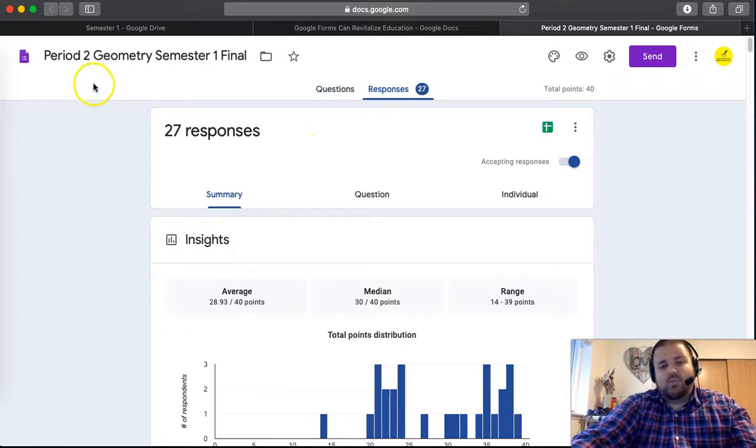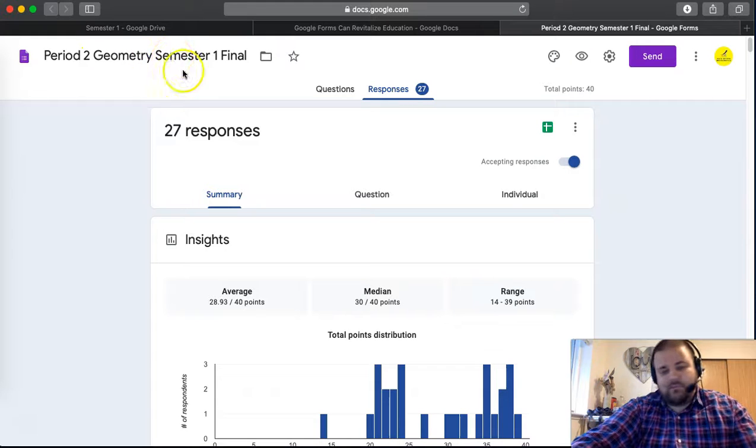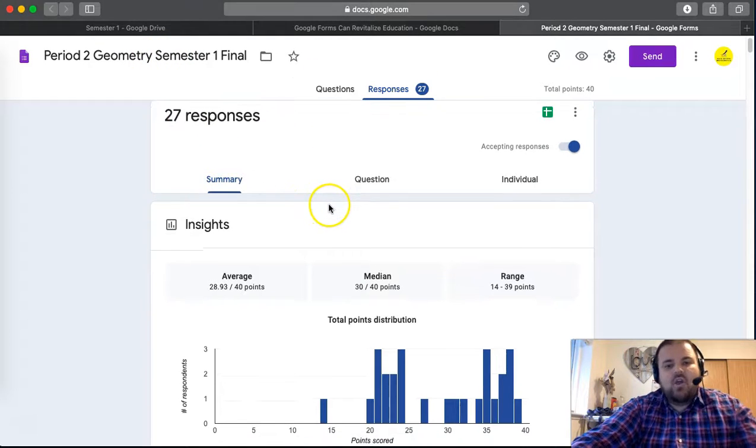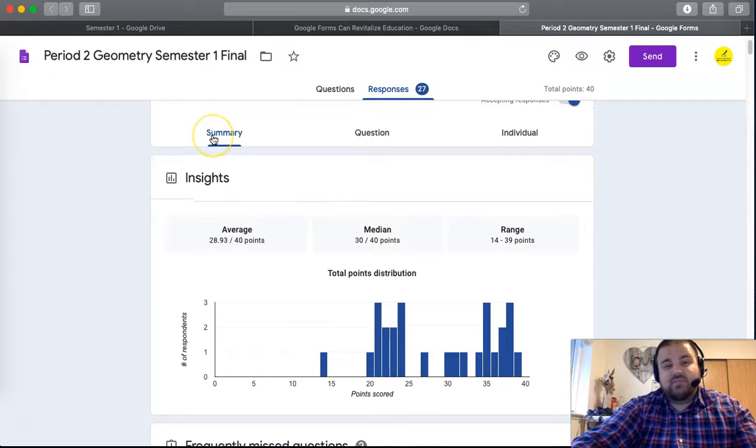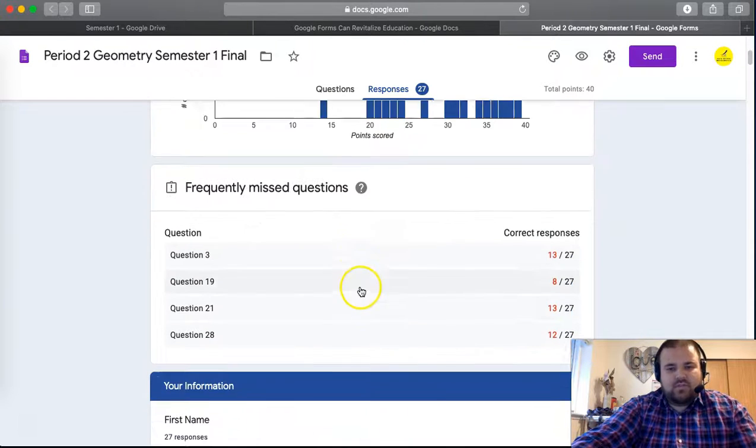It'll tell you how many responses you have. In particular, the one that we're looking at is my Period 2 Geometry Semester 1 final. So I have 27 students that had responded to this. Off the get-go, the summary will tell you some good information. It'll tell you the average for the entire class, the number of results, the median, and then also the range. If you're not familiar with the range, it's smallest to the largest, so it tells you your low score and your high score.